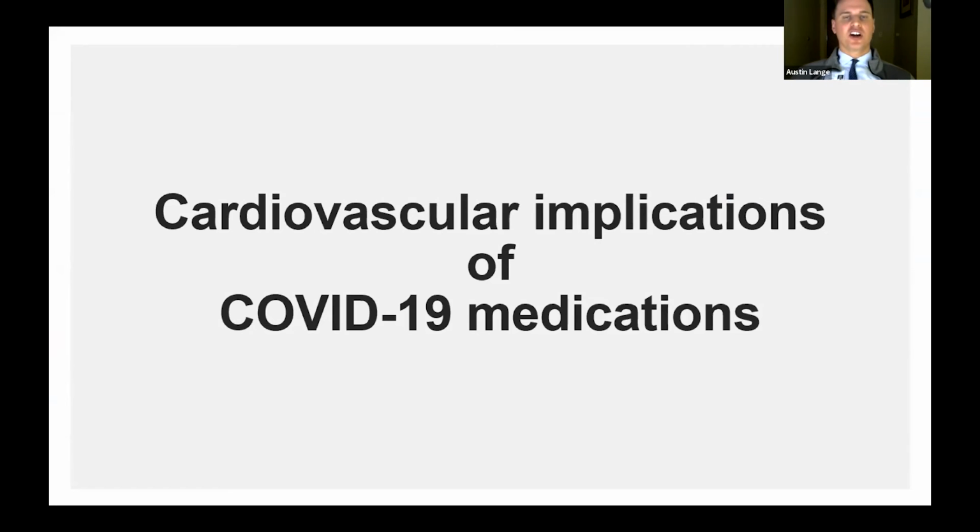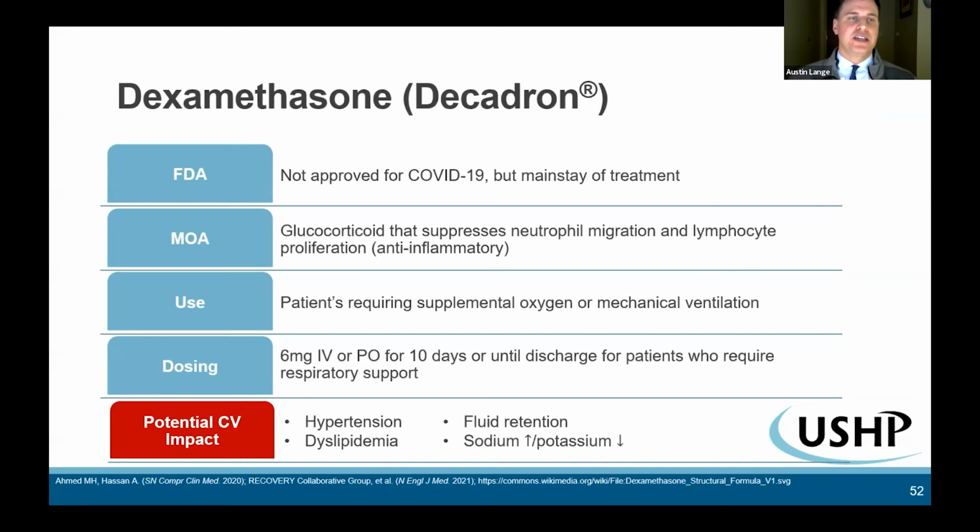Finally, we'll talk about cardiovascular implications of COVID-19 medications. First one being dexamethasone or Decadron. And you might be surprised to find out that this is currently not approved for COVID-19, but it's the mainstay of treatment. They haven't done any approval. The RECOVERY trial showcased the benefit, so it's commonly used. It's kind of one of the first medications used in someone who's requiring supplemental oxygen or mechanical ventilation.